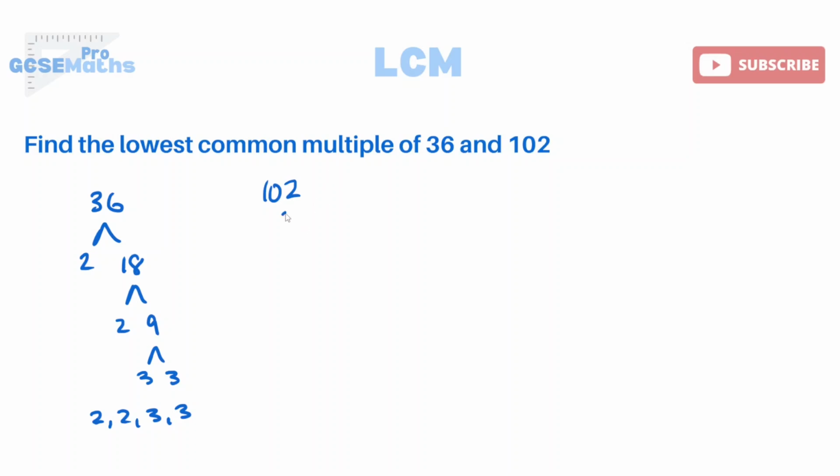102, 2 and 51, 3 and 17. Now 17 itself is a prime number, so that's fine. It looks like I've not broken it down fully, but if you've got just prime numbers left, that's it. In this case, as you can imagine, I would definitely rather not have to write out the 102 times tables and the 36 times tables. Especially without a calculator. If it is non-calculator, that would be a lot of work.